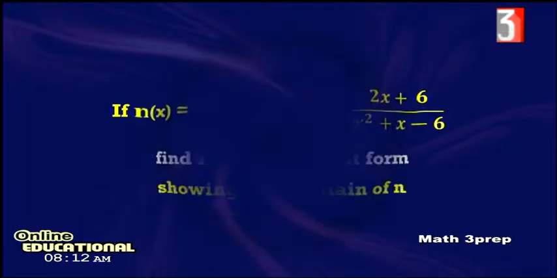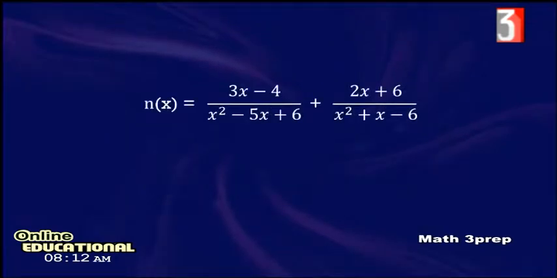As n(x) equals (3x minus 4) over (x squared minus 5x plus 6) plus (2x plus 6) over (x squared plus x minus 6). First of all, we are going to make the factorization. So n(x) equals 3x minus 4 over, try to factorize, 2 brackets, x and x, 6, either 1 by 6 or 2 by 3. Choose what?